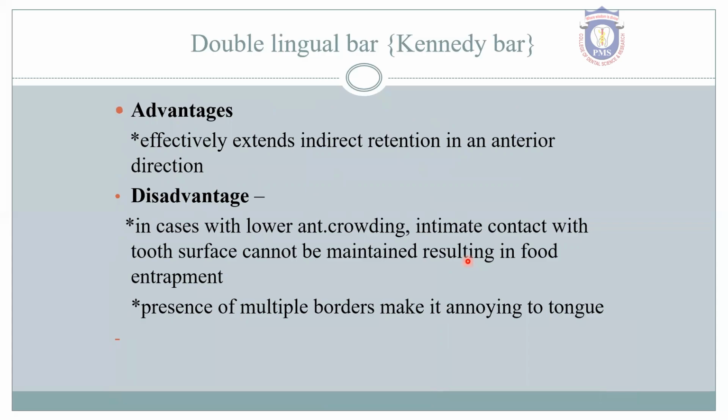The advantage is that it effectively extends the indirect retention in the anterior direction. But there are some disadvantages. In cases of lower anterior crowding, the intimate contact with the tooth surface cannot be maintained. This can result in food entrapment. And there is the presence of multiple borders in this, so it is annoying to the tongue.